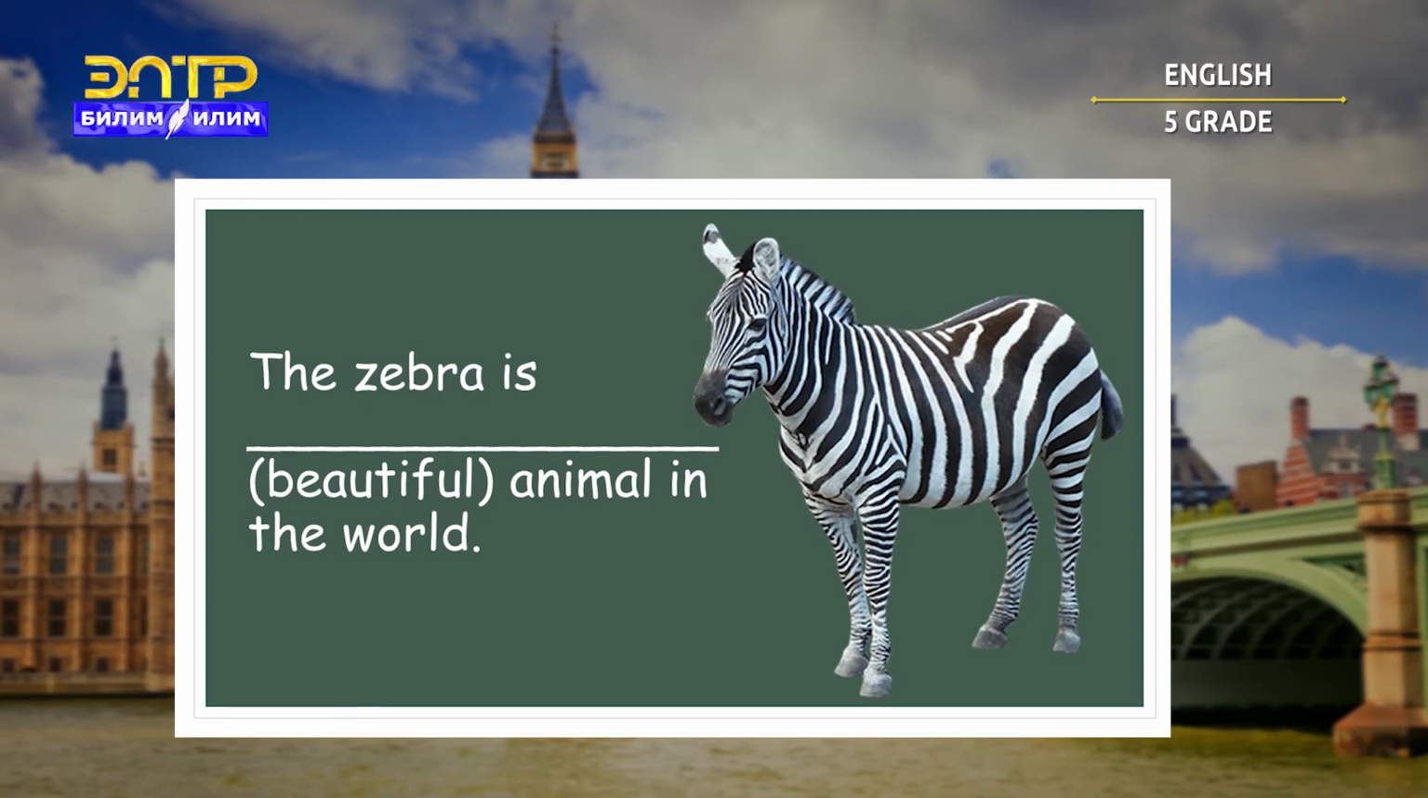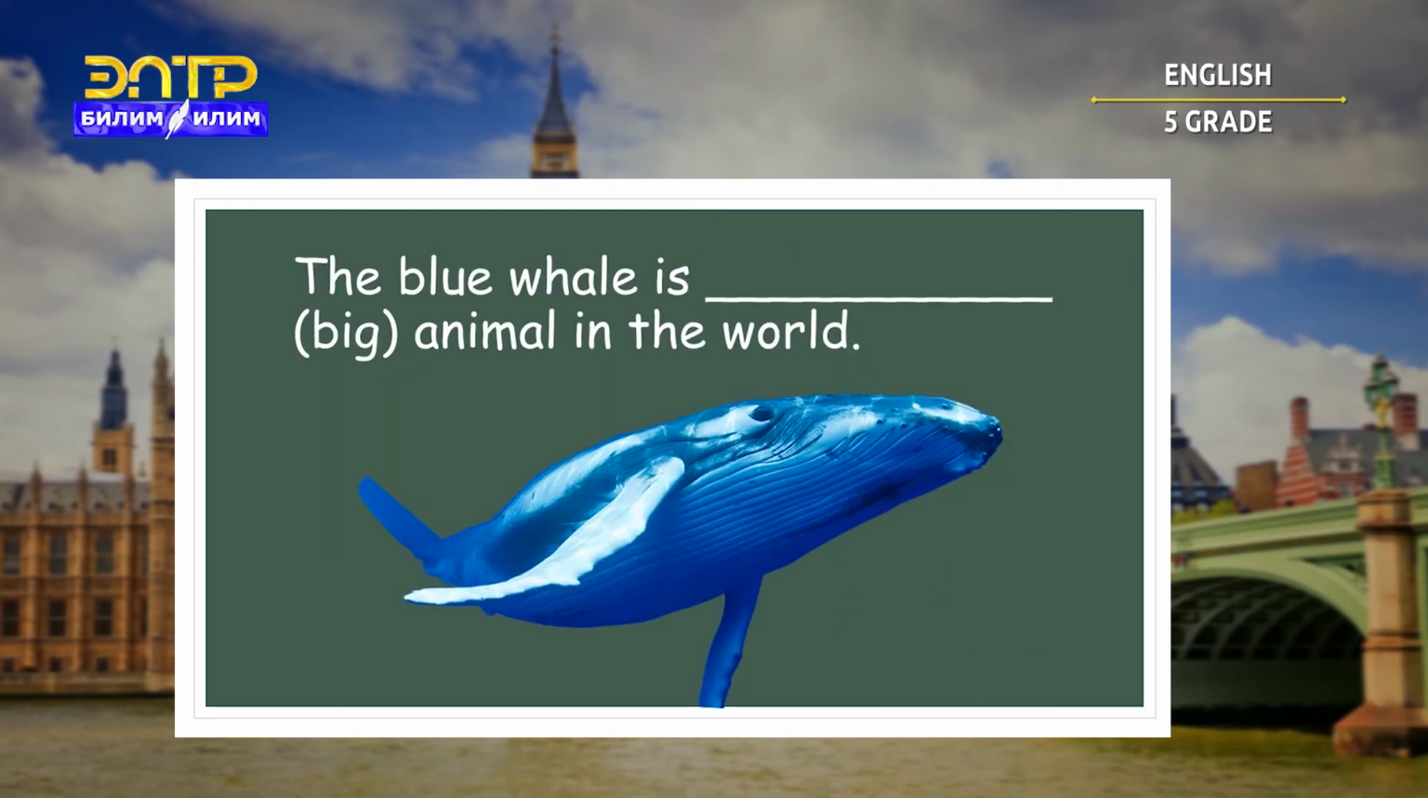As you can see, the given adjective is beautiful. Our task is to change this adjective to the superlative form. For example, the zebra is the most beautiful animal in the world. Well, there is another sentence. You have to change the adjective big to the superlative form. Let's check. The blue whale is the biggest animal in the world.